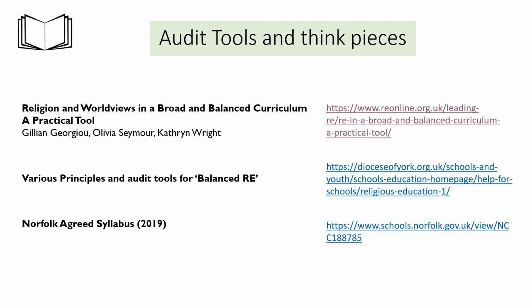So the top one, Religion and Worldviews in a Broad and Balanced Curriculum, is a practical tool which gives lots of information but then also lots of questions to reflect on as a subject leader about our RE curriculum and how it's disciplinary in nature. The Diocese of York link, the second one, not only overviews the really key principles of disciplinary RE, but provides also some really useful audit tools for balanced RE, and I'd say that's probably the most important and useful one to go to in terms of auditing our curriculum maps, and also giving a little bit more concrete examples about those 3 subject disciplines and what that might look like in primary RE and secondary RE.